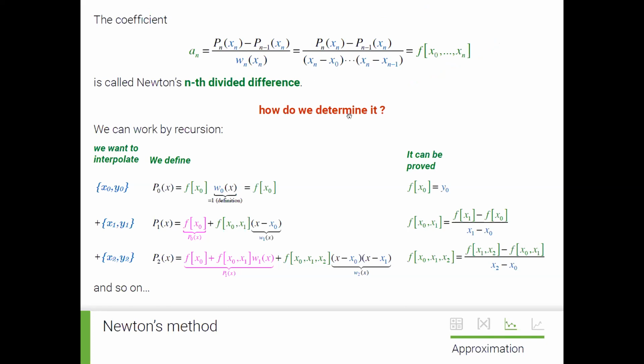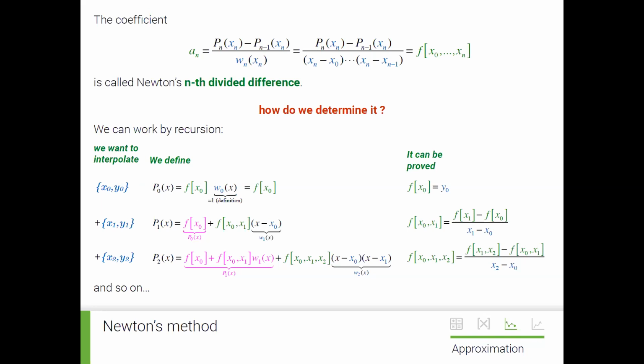So now we will work with this difference: Pn of xn minus Pn minus 1 of xn, over this expression, this denominator. This is the recursion formula, and we can work with it by recursion. Firstly, let's begin with x0, y0. Note x0, y0: what we want to interpolate here and what we define here. So x0, y0 is just P0 of x.